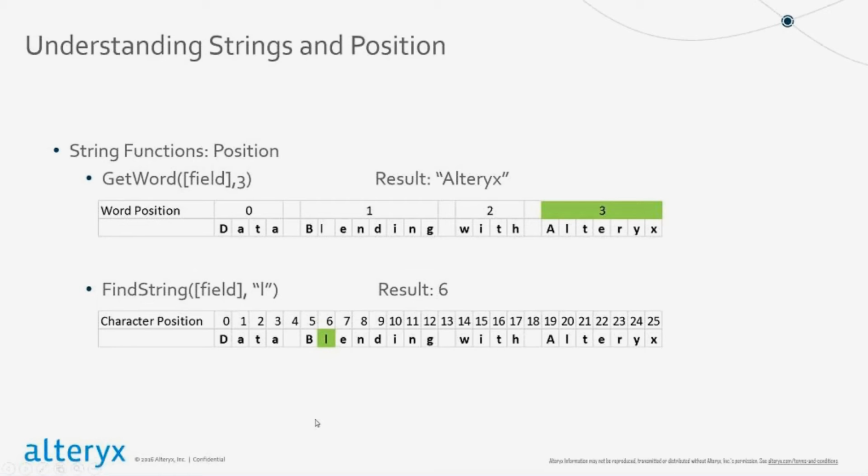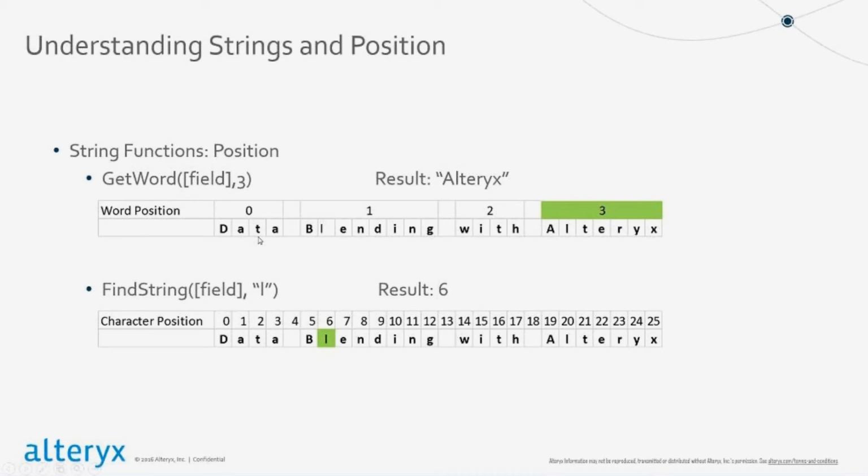So if we want to find things by position in this context, if we're going to get a word, our field has 4 words in it, data blending with Alteryx. If we say get word for this field and pick the word at position 3, we'll get Alteryx. Again, the 4th word, but considered 3 in terms of position. If we said get word position with 0 instead of a 3 there, for position 0, we'd get data.